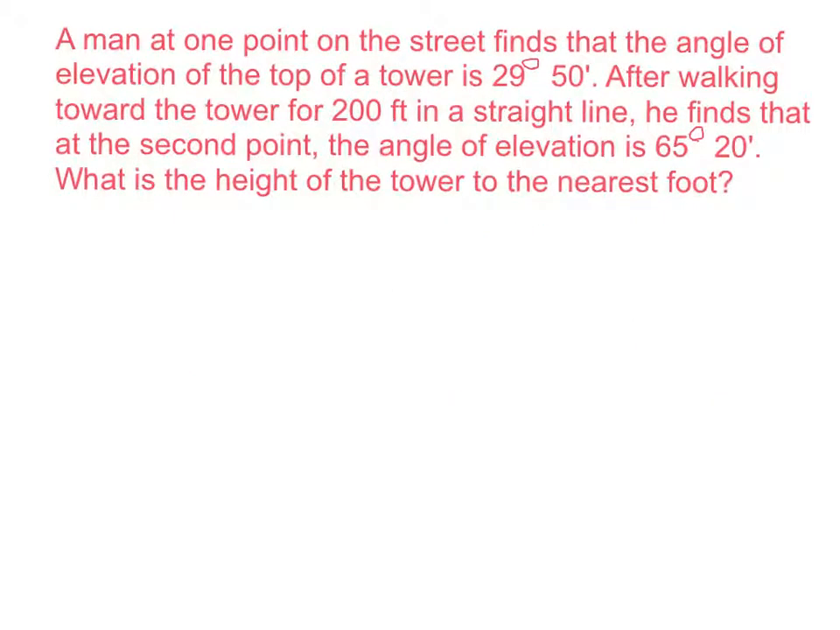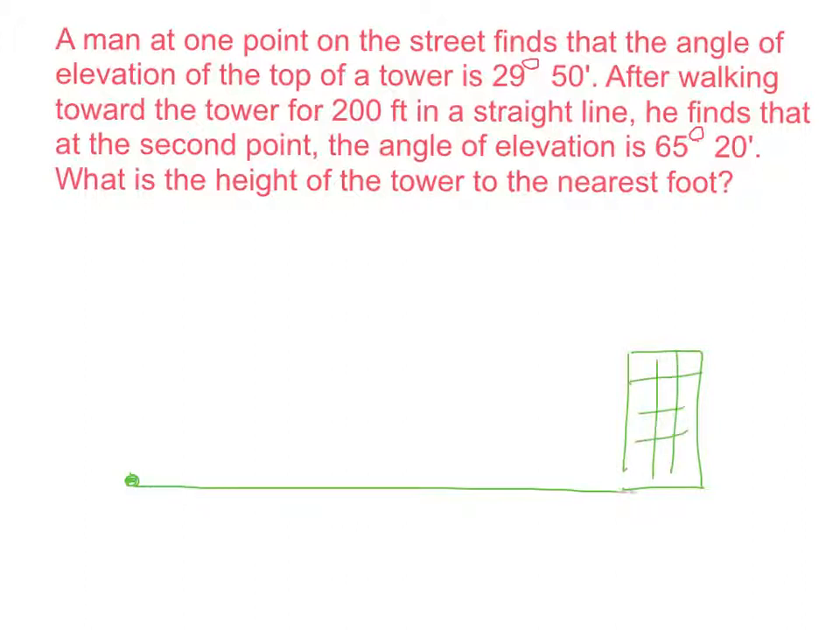A man at one point on the street finds that the angle of elevation to the top of a tower is 29 degrees, 50 minutes. So let's say the man is here. Let's say the tower is down here. Okay, here's our tower. Let's make this tower a little bit bigger. And they have an angle of elevation to the top of that tower, and that would be right here, 29 degrees, 50 minutes.